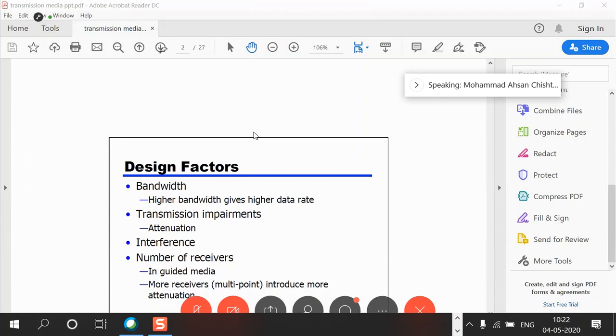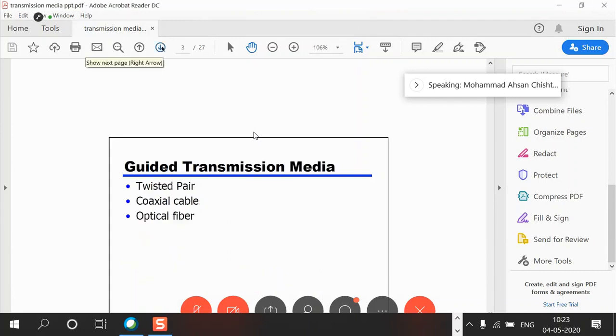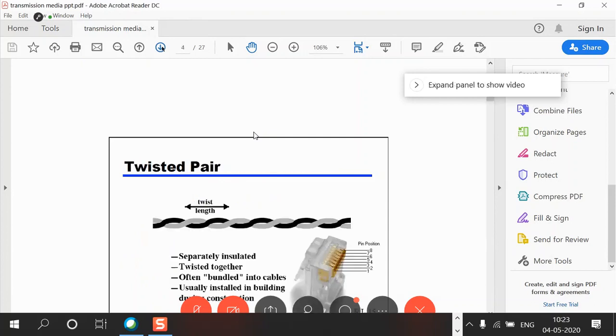So here is the guided transmission media. The first one is the twisted pair. The second one is the coaxial cable. And the third one is the optical fiber. What is twisted pair?